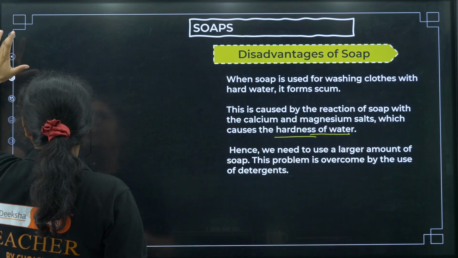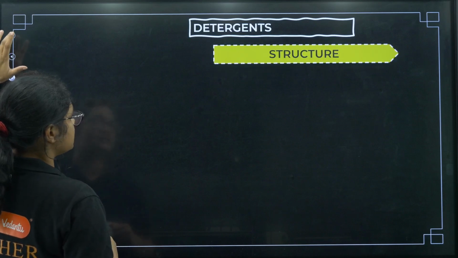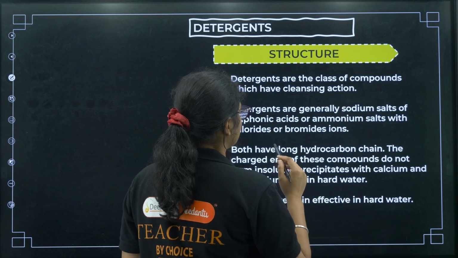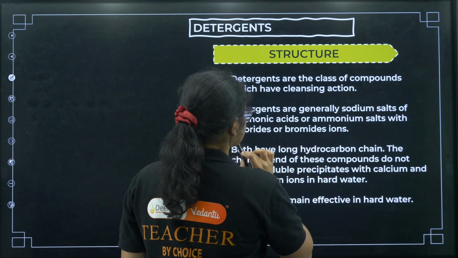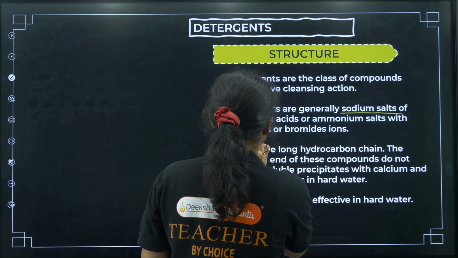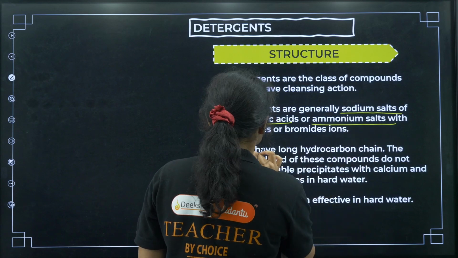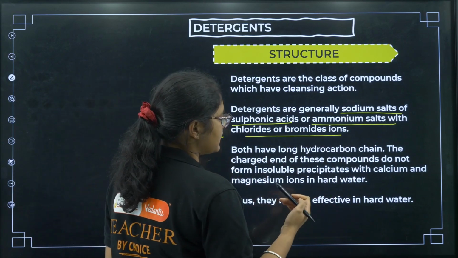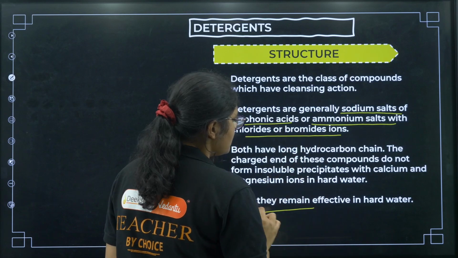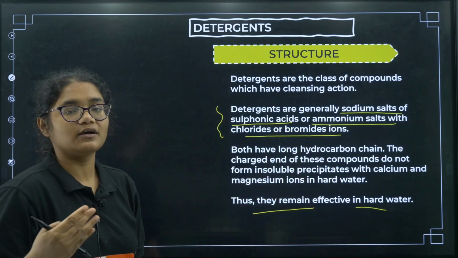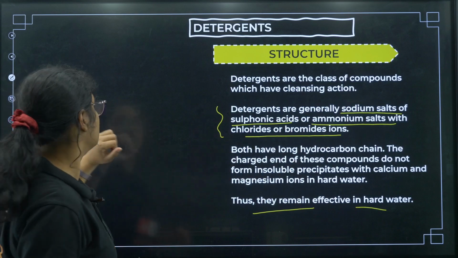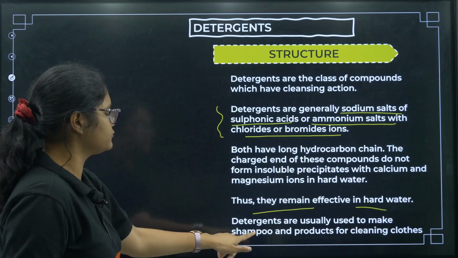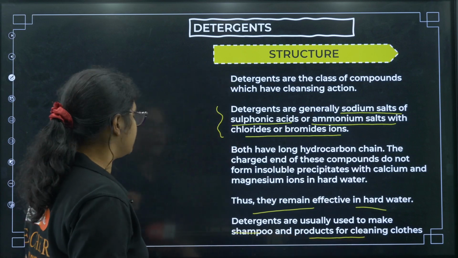Next, what is a detergent? Detergents are similar to soap, but there is a small difference in their structure. These are the sodium salts of sulfonic acids or ammonium salts with chloride or bromide ions. What is the advantage of using detergents? They do not form any scum with hard water, so they can be used in hard water. They are used to make shampoo and products for cleaning clothes.